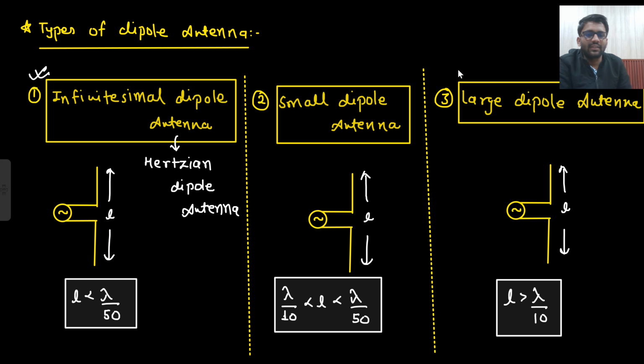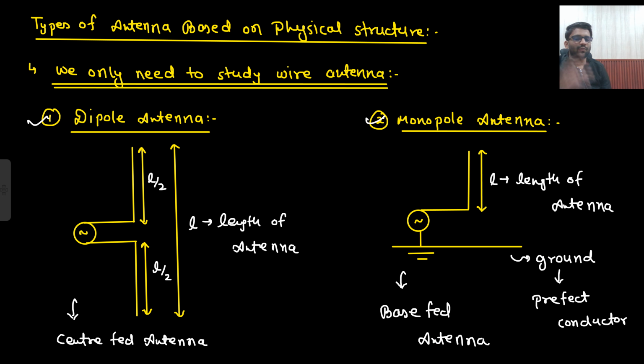Generally we need to study about this and this, we don't study about all this. Okay, so in large dipole antenna we study about lambda by 2, lambda by 4, or about all these things. So based on the length, this is the classification. So what we need to study? Two types of antenna, monopole and dipole.